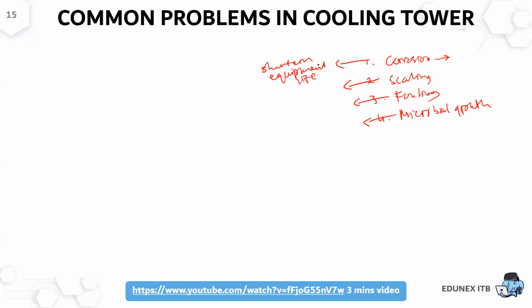Okay, how about the scaling? What will be the consequence if you have a scaling in cooling tower? Decreases heat transfer rate. Okay, reduce heat transfer efficiency. How about fouling? And also, how about the microbial growth? It's the same. So it's reduce also heat transfer efficiency for these two.